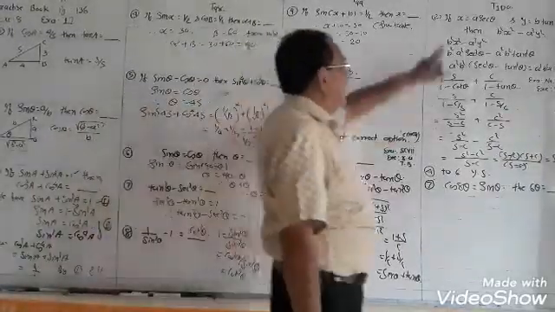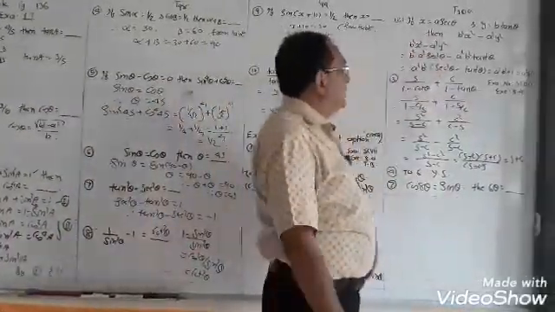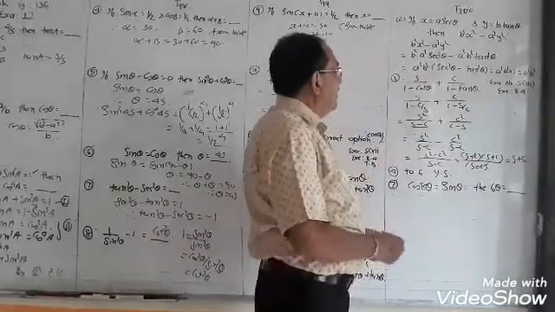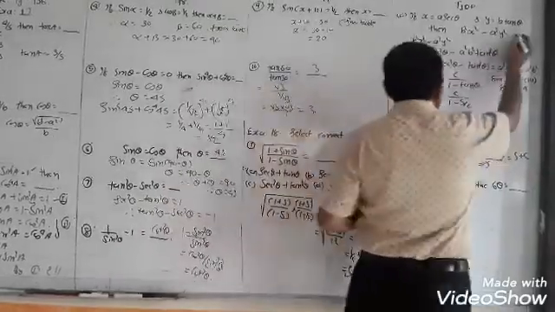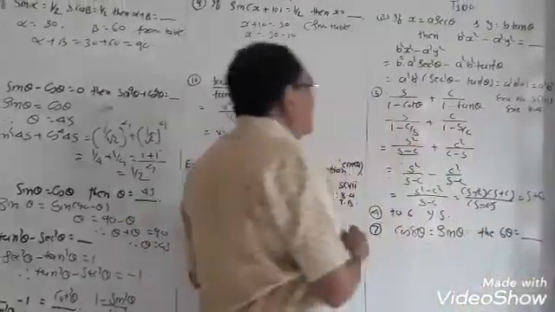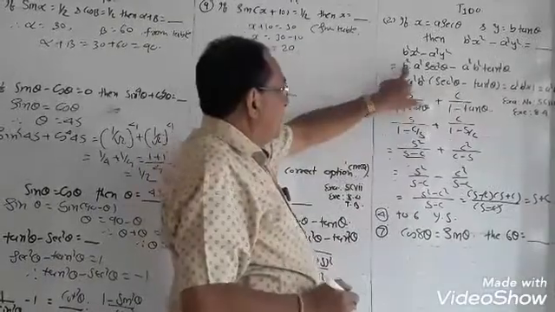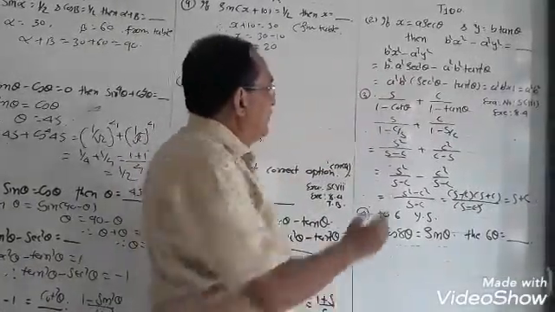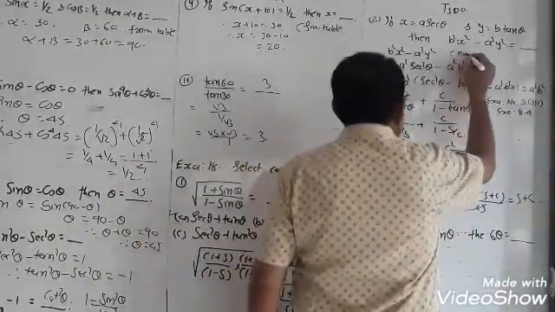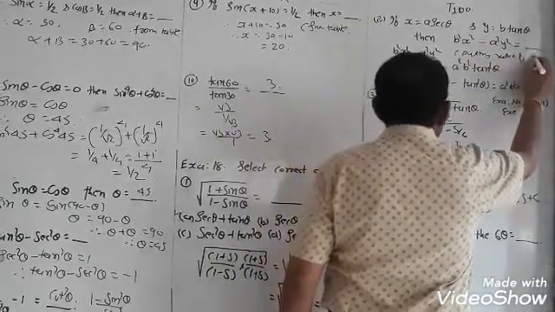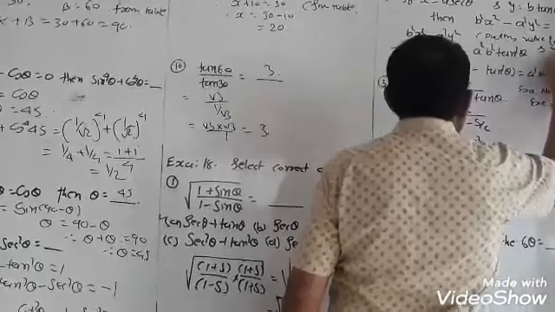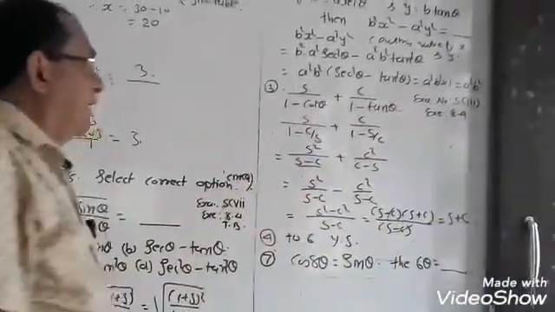Now if x is equal to a sec theta and y is equal to b tan theta, then find b square x square minus a square y square is equal to dash. Putting the value of x and y from the given data.